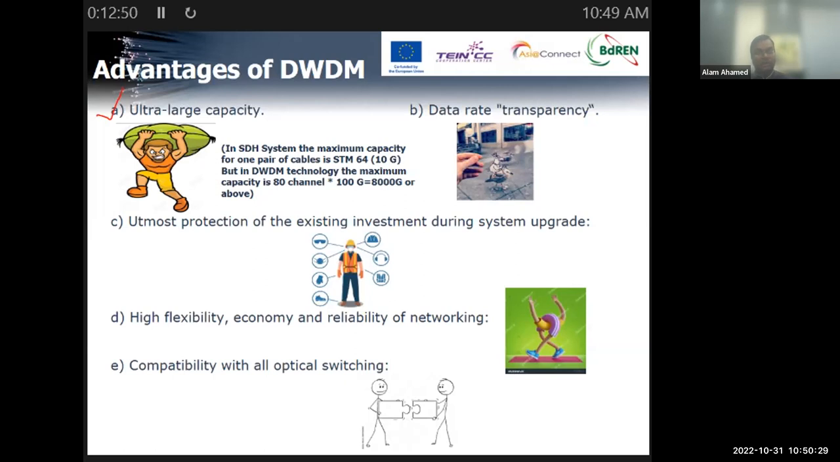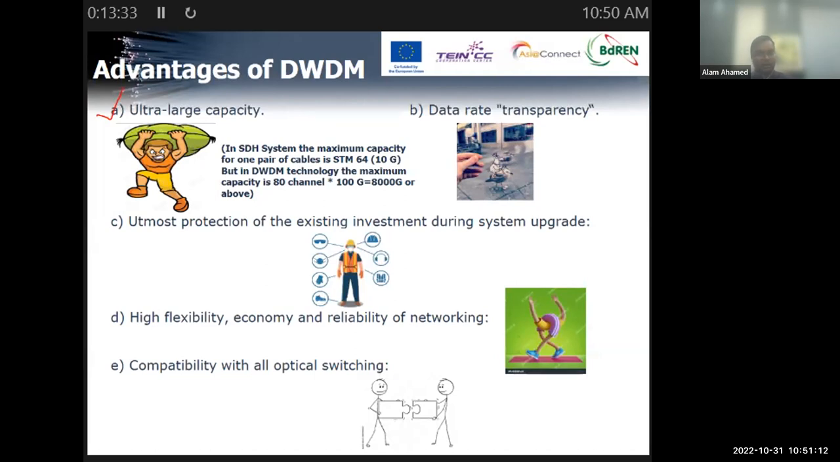You can easily increase your capacity. And not only that, DWDM has more protection. In the previous class our trainer explained the protection, every protection in this DWDM technology. The fourth advantage is high flexibility, economy, and reliability of networking. When compared with the traditional network using the electrical TDM network, the new communication network based on WDM technology is greatly simplified in architecture and has a clear network layer.